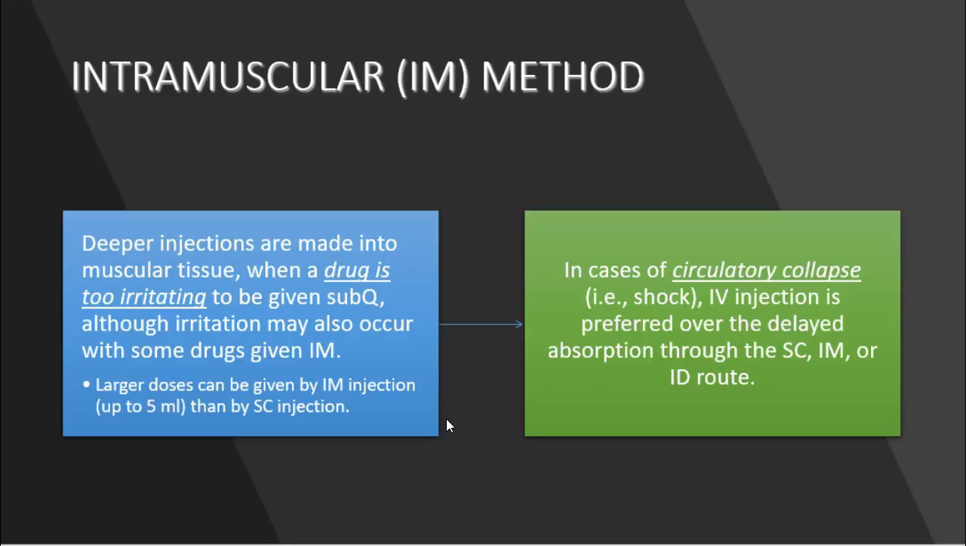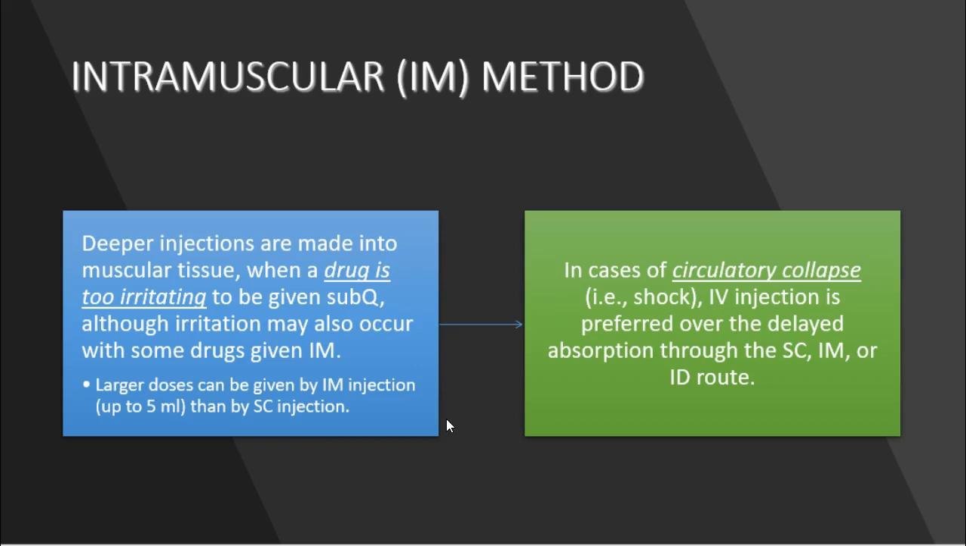All right, intramuscular, so IM, it's a deeper injection made into the muscular tissue. When a drug is too irritant, it may be given sub-Q, although irritation may occur. Some drugs are given IM, so larger doses can be given IM rather than sub-Q. In the cases of circulatory collapse, so shock, IV injection is preferred over delayed absorption of sub-Q or IM.